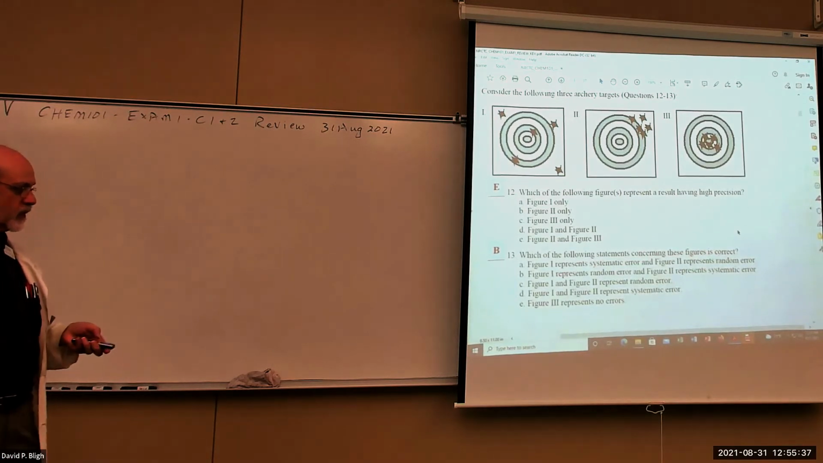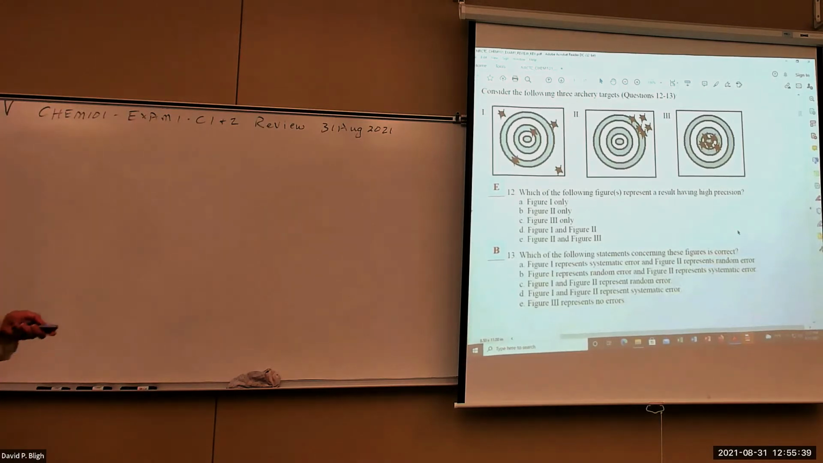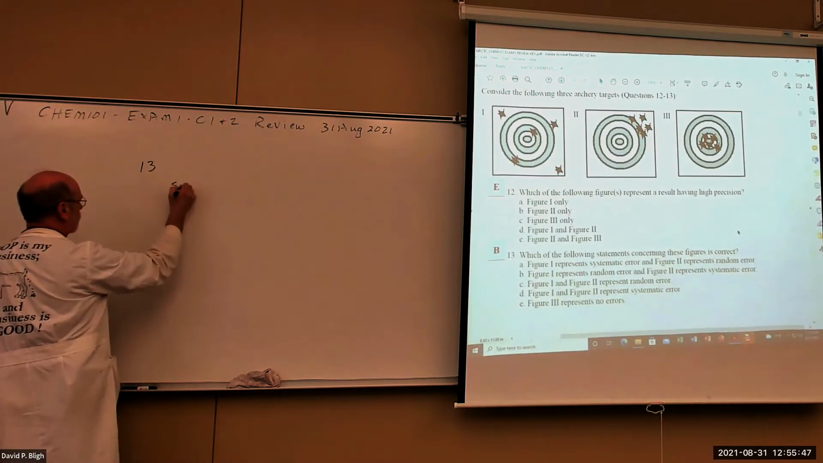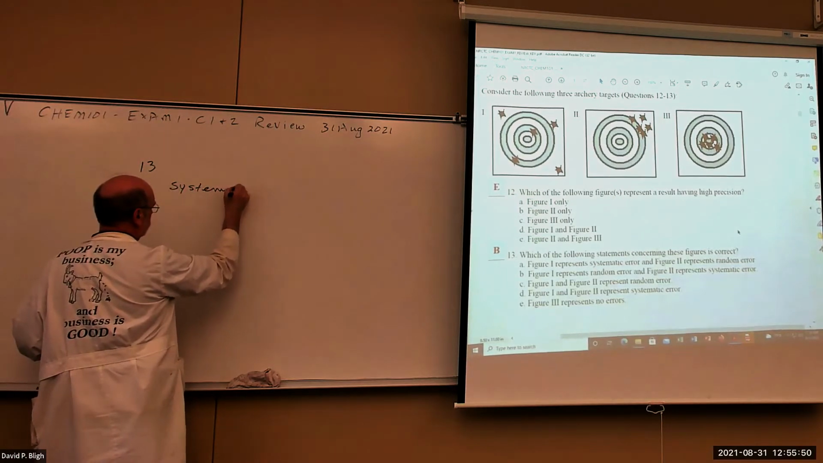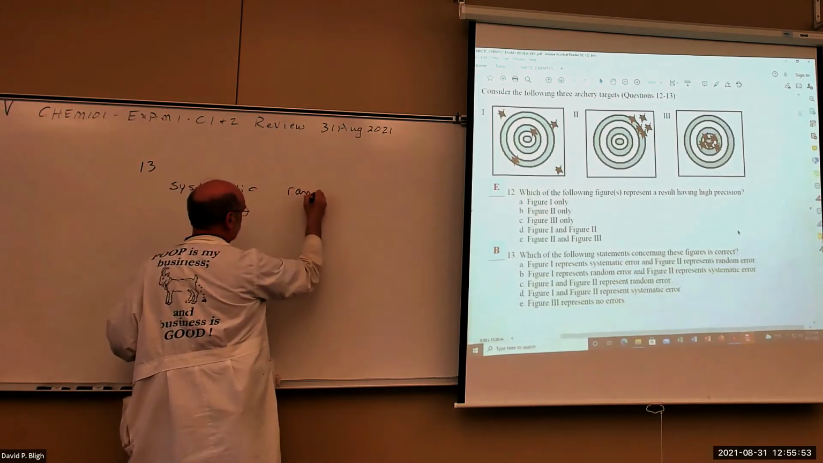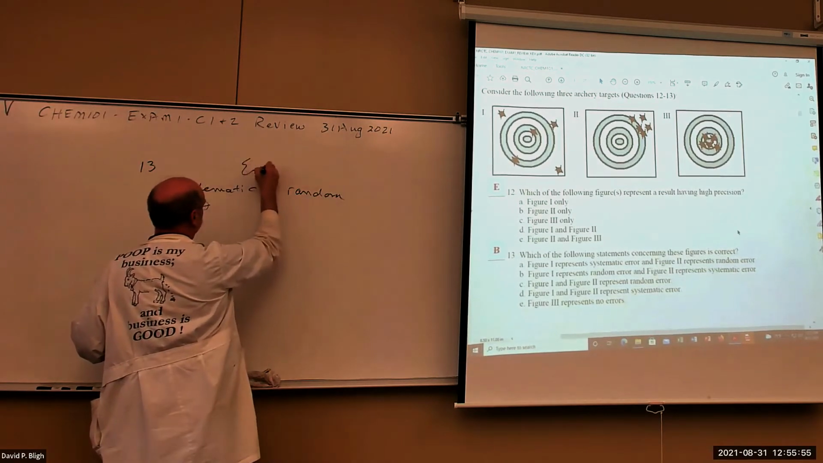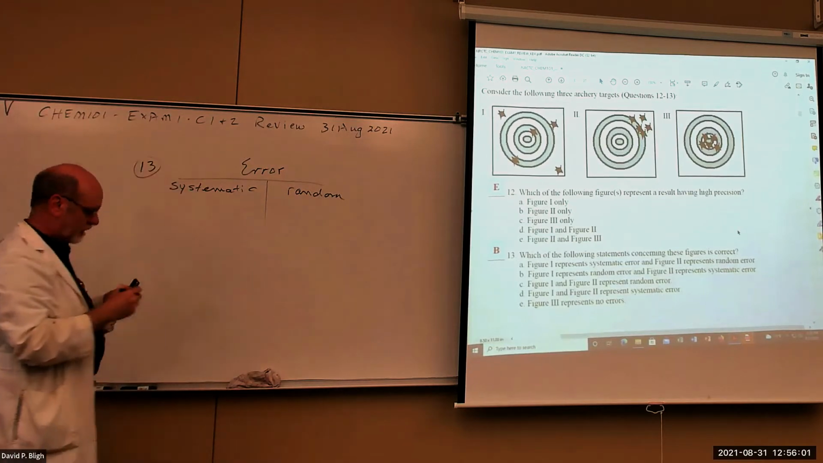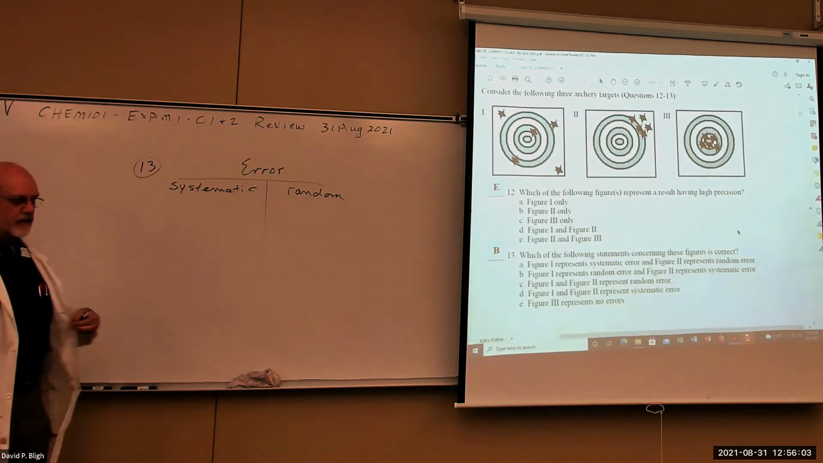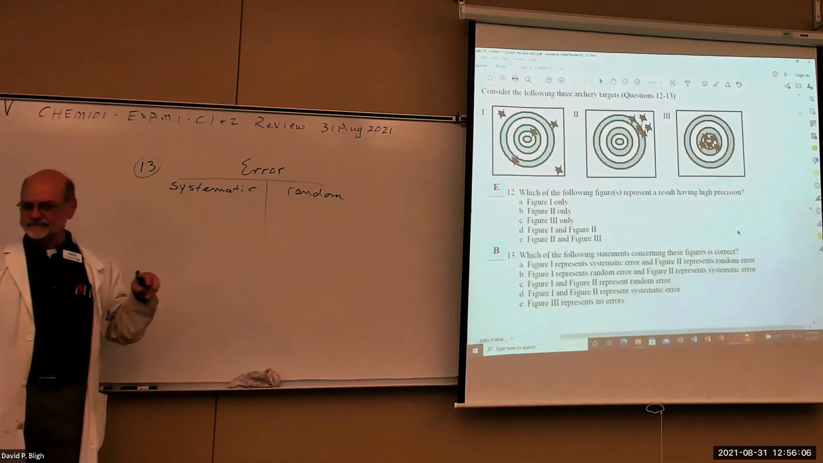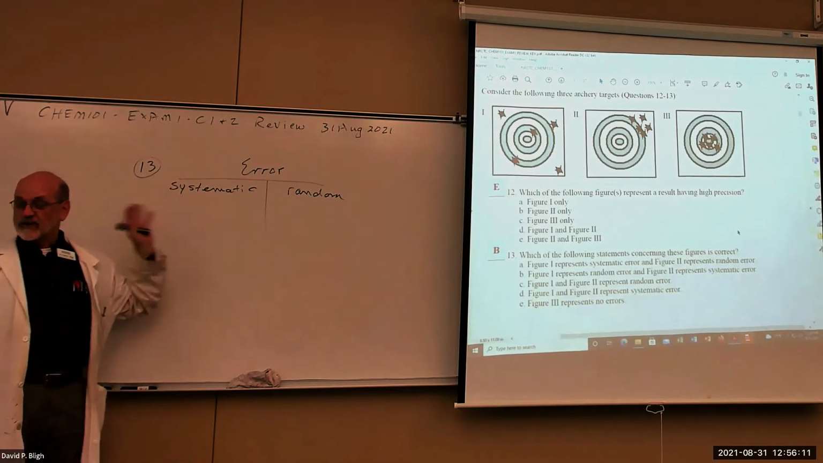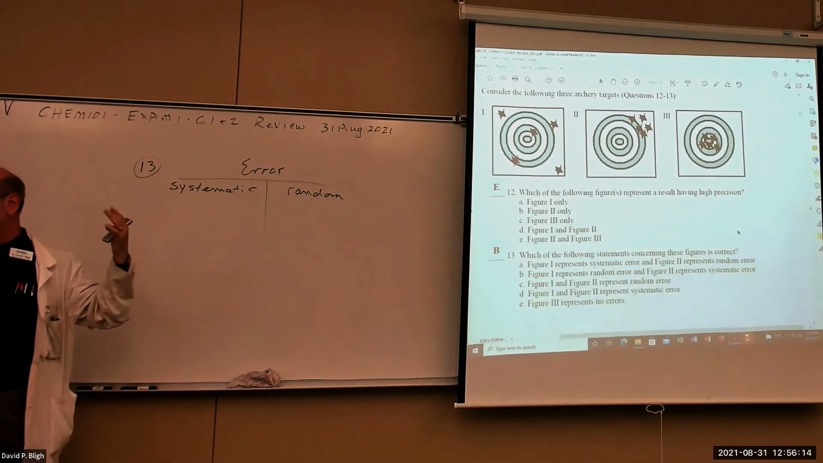So now we've got to read through each one. Figure 1 represents systematic error and figure 2 represents random error. Okay, what's the difference between systematic and random error? Systematic error is error that occurs the same way every time. And it's the good kind of error, if you can say that, because if you know how it's going to happen each time, you can correct for it.